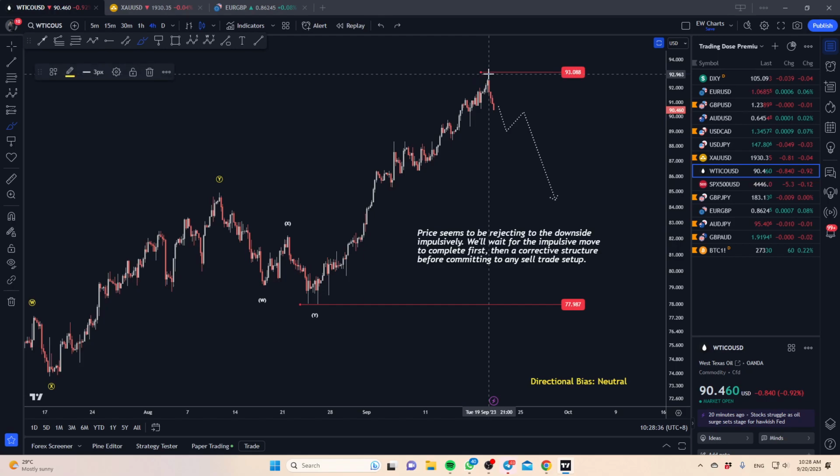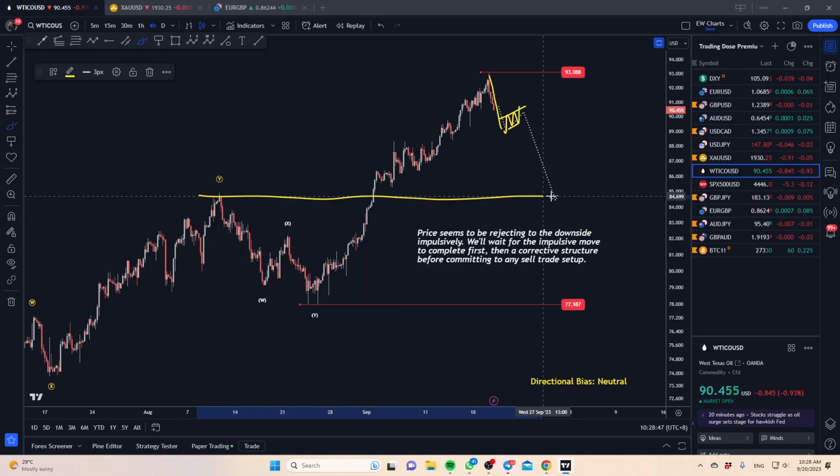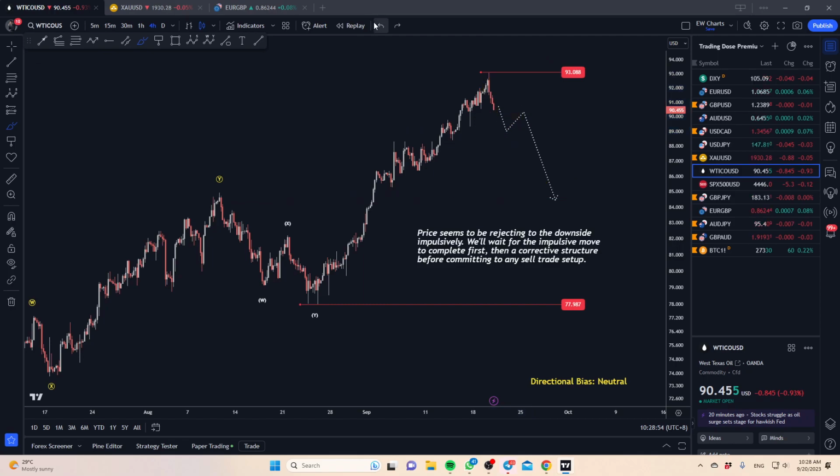Now, if we can continue to see a little bit more to the downside here, seems like the momentum is continuing. We want to wait for a corrective structure for us to look for the sell trade to the downside, potentially back towards this zone, right? So we're aiming for this move. Wait for the impulse correction to complete. Then we have a sell trade setup moving forward.